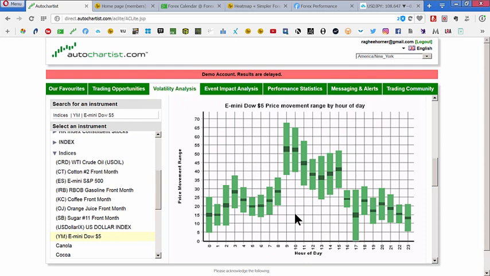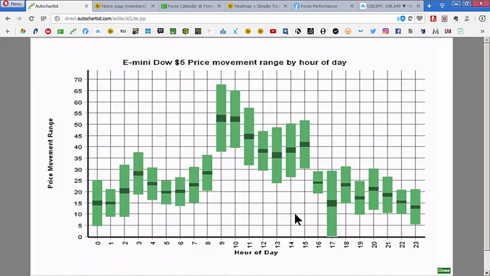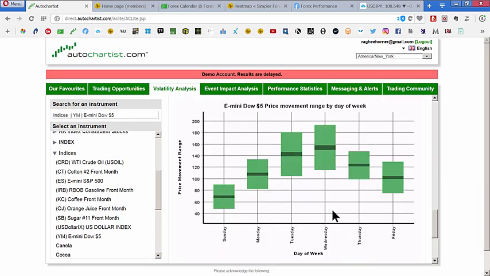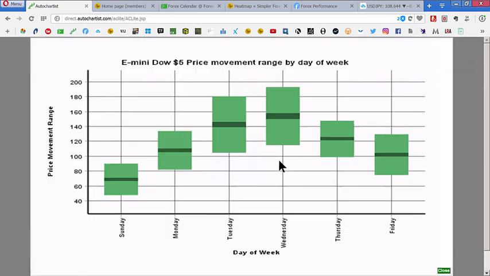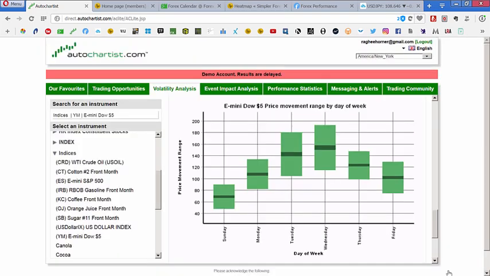My paradigm for stops on an hourly or intraday time frame is typically going to be using this particular graph and looking at the time of day. On a longer term time frame, 480 or daily, it's going to be based upon this and using the day of the week. Are there times I might be able to use an hourly price movement range in a daily time frame? Sometimes, but not as often.